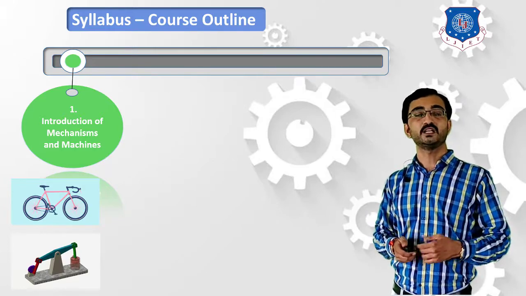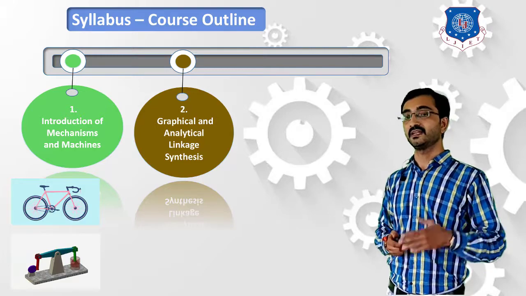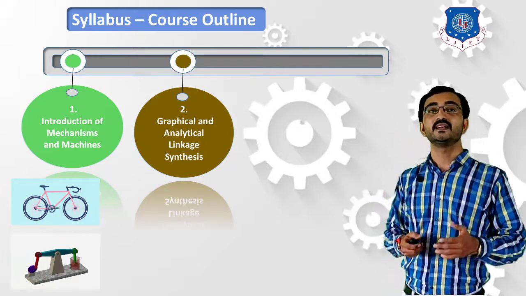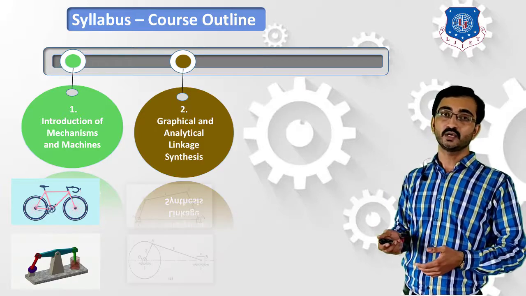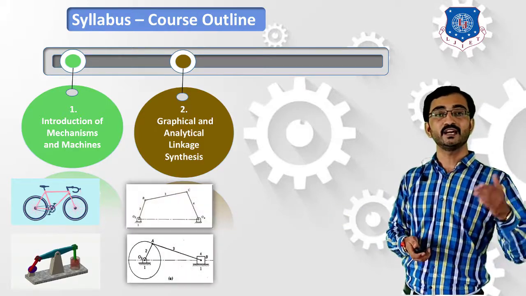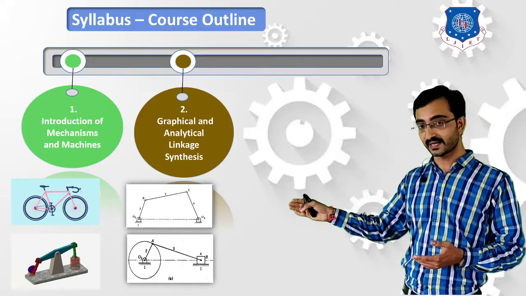So in the second chapter we will be learning the graphical and analytical linkage synthesis. Now over here, synthesis means the designing of a new component. Okay, so over here you can refer that in the first chapter we have learned various mechanisms such as the 4-bar chain mechanism or the single slider mechanism.